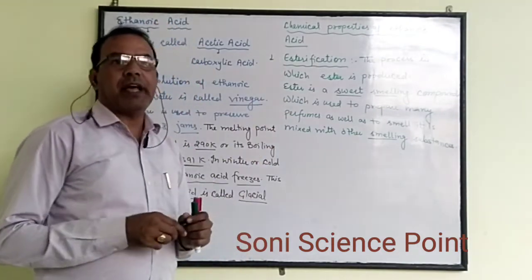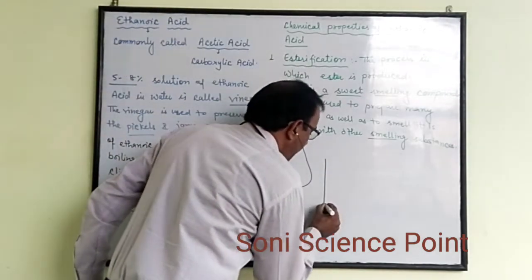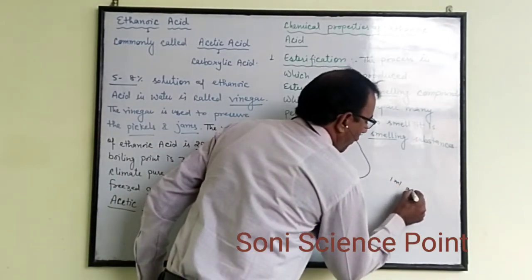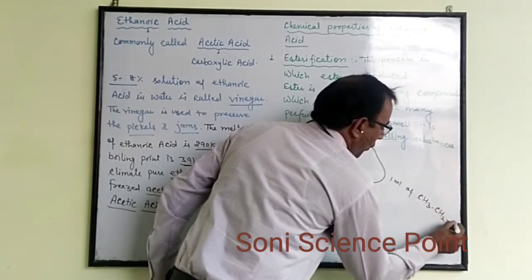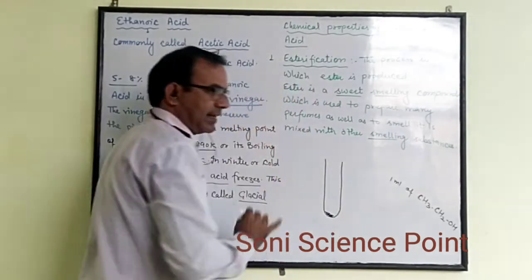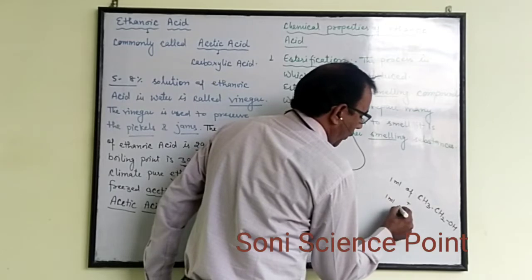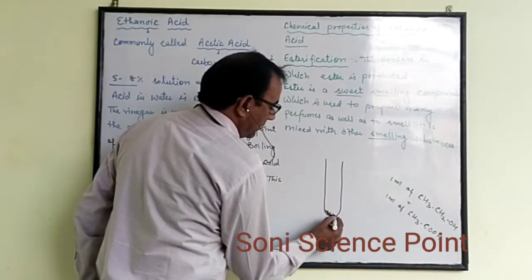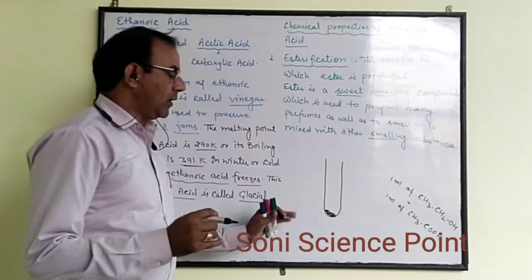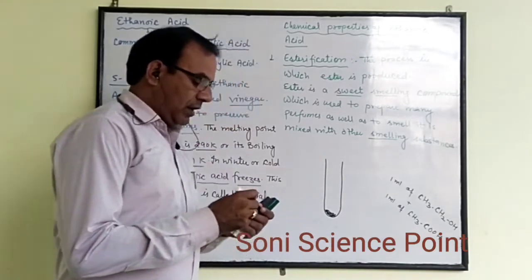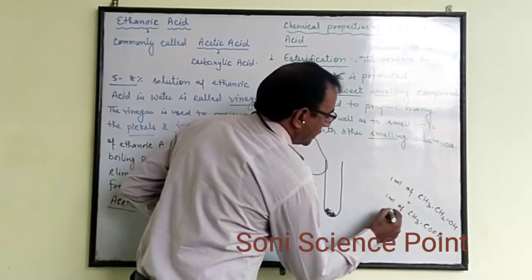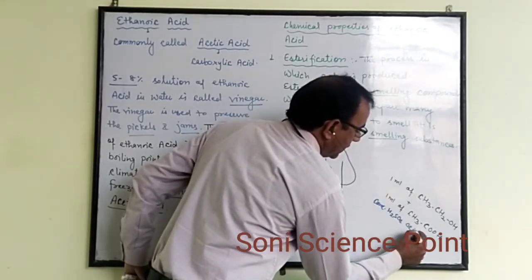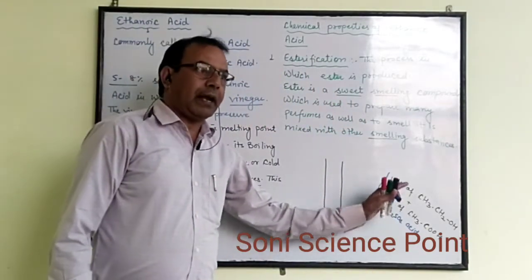First of all, how are esters produced? Which chemical compounds are used while preparing ester? First we take 1 ml of ethanol, CH3CH2OH, in a test tube. Then mix 1 ml of ethanoic acid, CH3COOH, in the ethanol. Both ethanol and ethanoic acid are taken in the same quantity, that is 1 ml. Now add some amount of concentrated sulfuric acid.